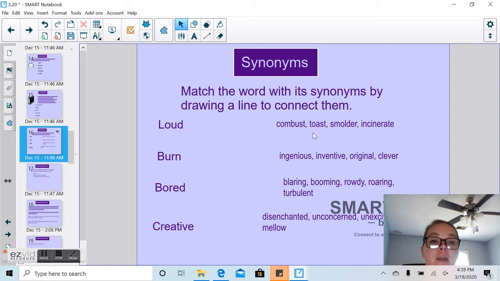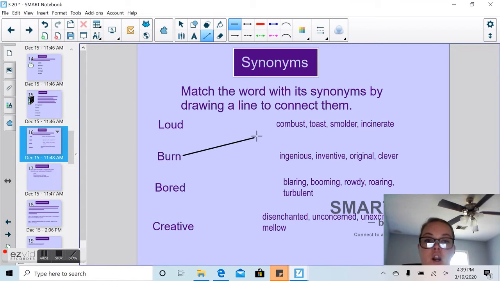that I eat bread, and sometimes I like to eat toast. So, when I put my bread in the toaster, and I push the button down, what is it doing to my bread? Is it making my bread loud? Is it burning my bread? Is it bored my bread? Or is it creative my bread? I'm going to think to myself, alright, I know that toast is getting burnt. So I'm going to connect burn to combust, toast, smolder, and incinerate.